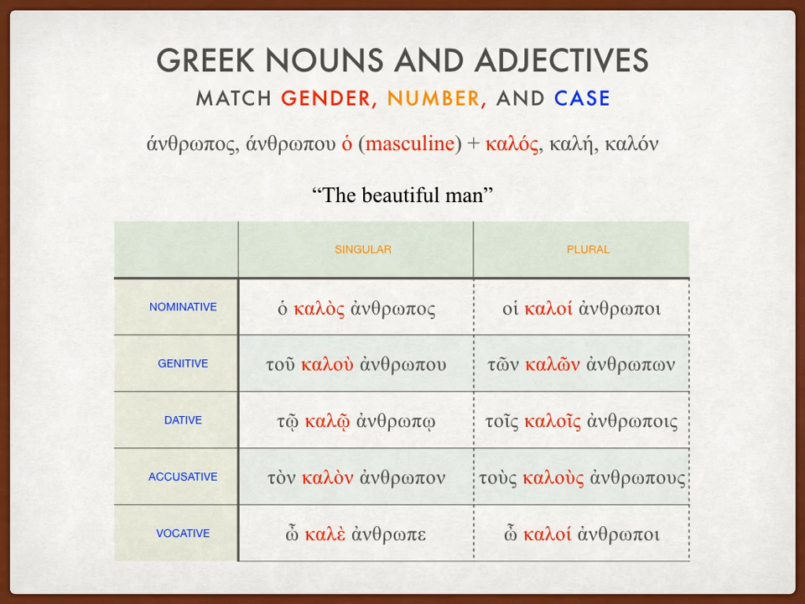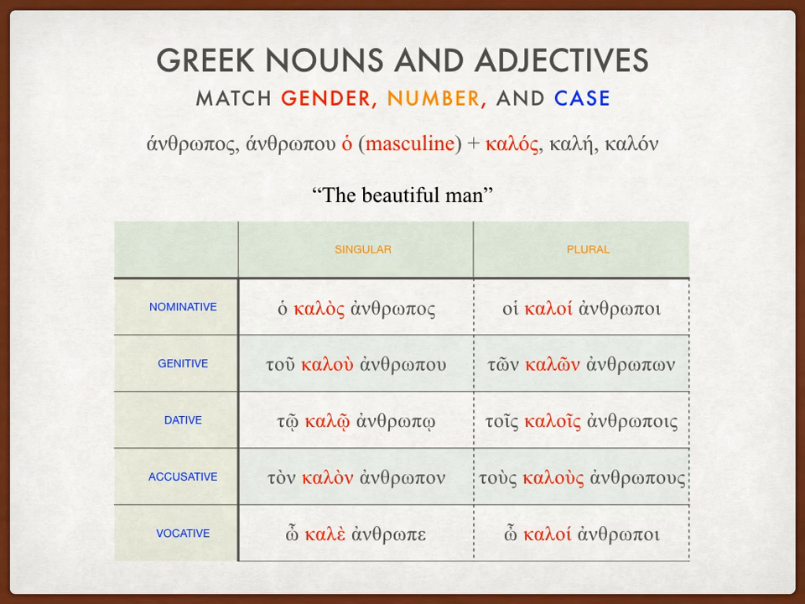Plurals. Hoi kaloi anthropoi, the beautiful men. Ton kalon anthropon, of the beautiful men. Remember, the genitive means of something. Dative. Tois kalois anthropois, to or for the beautiful men. Tous kalous anthropous, if the beautiful men are my direct object. And o kaloi anthropoi, o beautiful men, if I'm talking to them directly.